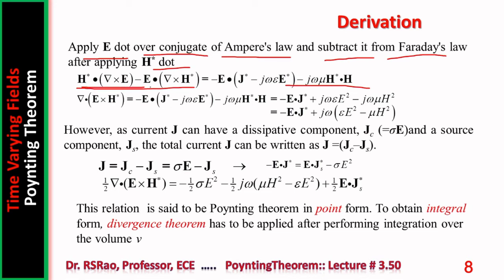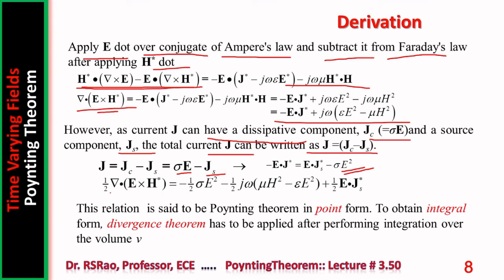This left hand side can be written as del dot E cross H conjugate, and after a little bit of manipulation, you will get minus E dot J conjugate plus J omega epsilon E square minus mu H square. However, as current can have a dissipative component and a source component, total current J can be written, as we did in the time domain theorem derivation also, as J equal to Jc minus Js, which is sigma E minus Js. Therefore, minus E dot J conjugate is E dot Js minus sigma E square. Of course, this is Joule's law for power dissipation.